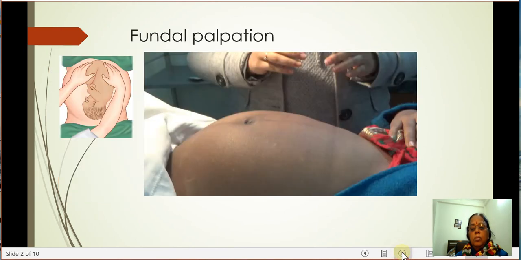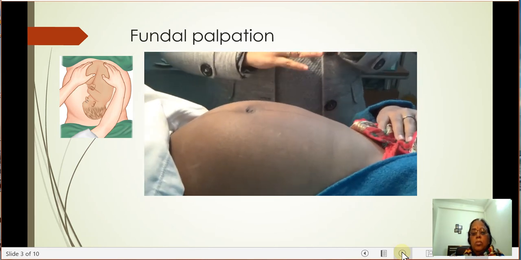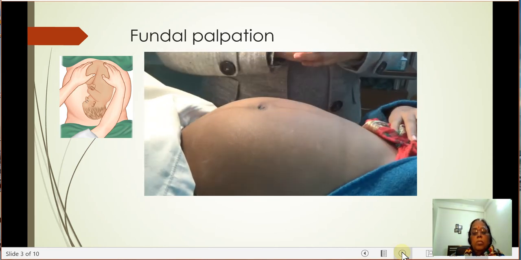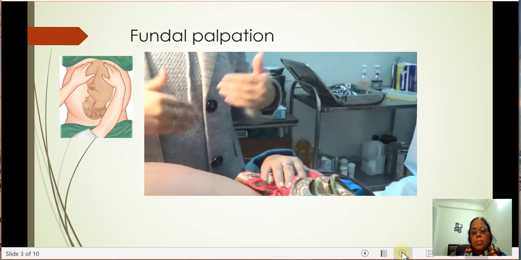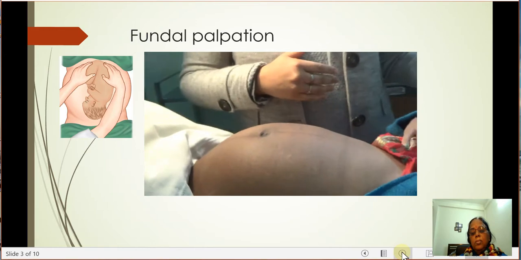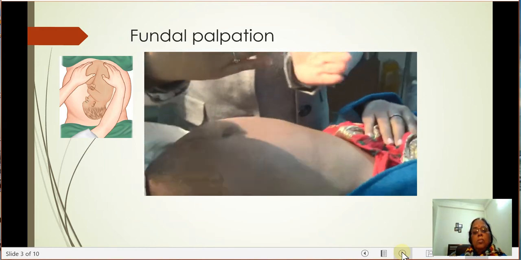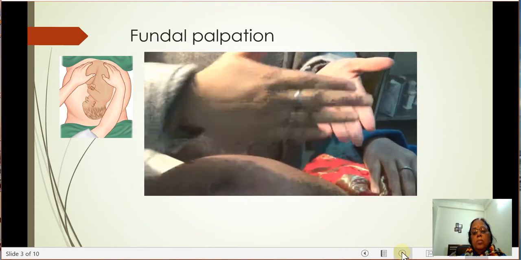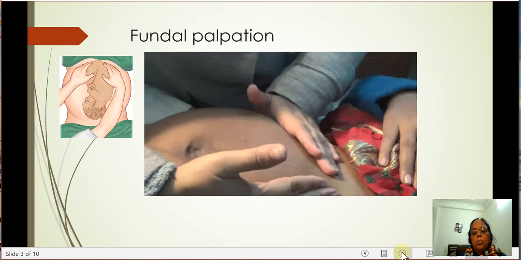There are four important obstetrical grips. First is the fundal grip. To take the fundal grip, we have to stand on the right side of the patient and face towards the patient's head. With the help of both our hands, the ulnar aspect and palmar surface of the hands should be placed on the fundus of the uterus over here, like this.